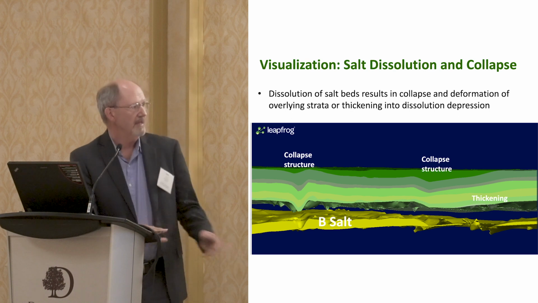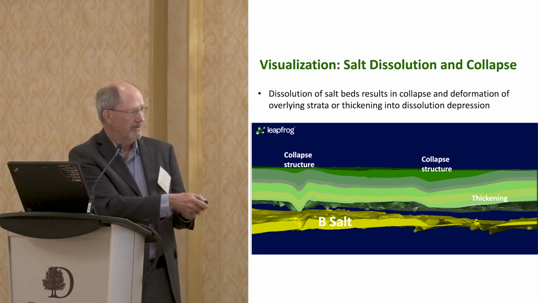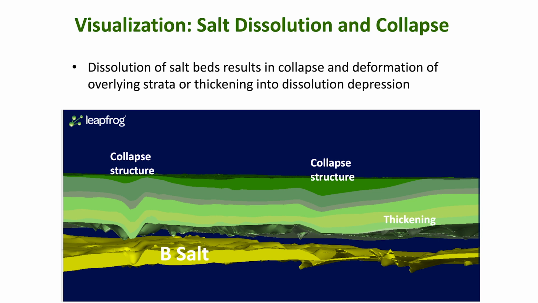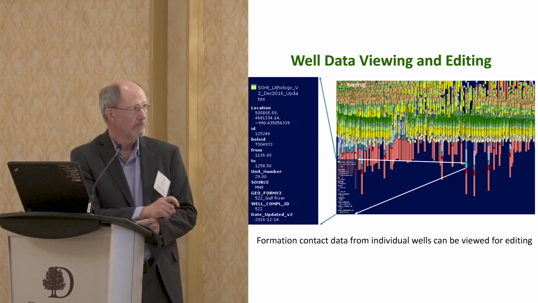Salt dissolution and collapse. Here's the B salt down here. You can see where the salt has been dissolved away and what's happened to the rocks up above. They either collapsed down into those dissolution features, or if this was an early feature, the rocks thicken into it because they're filling a depression that existed on the seafloor at the time those rocks were being deposited. So it gives you an idea of the timing of that salt dissolution.